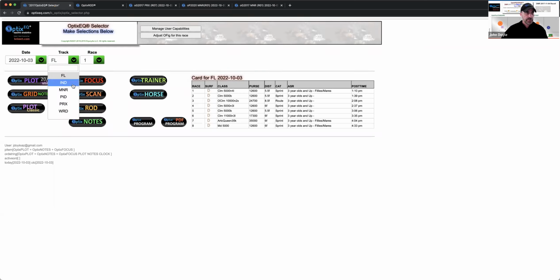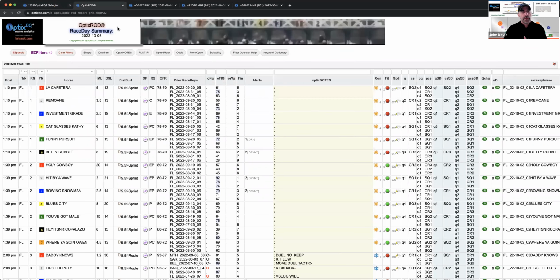You can see I'm looking at selector here. We've got Finger Lakes, Indianapolis, Mountaineer, Parks. So I went to Rod. I talked about this before, where we have horses shipping in. You don't want to miss horses that you have notes on that could be valuable.